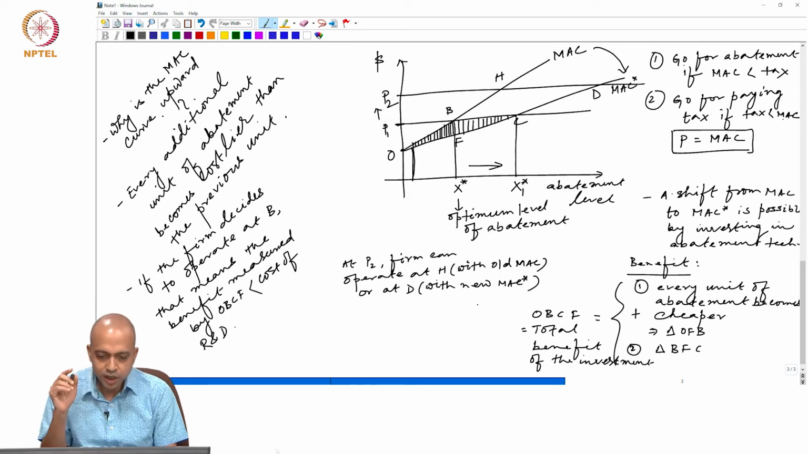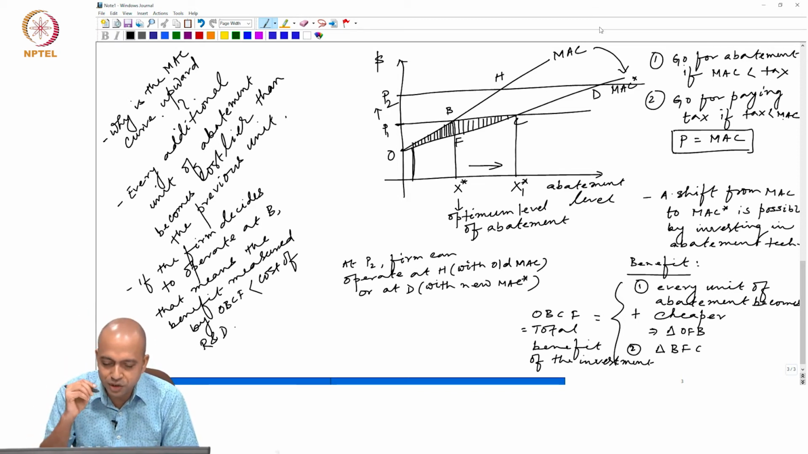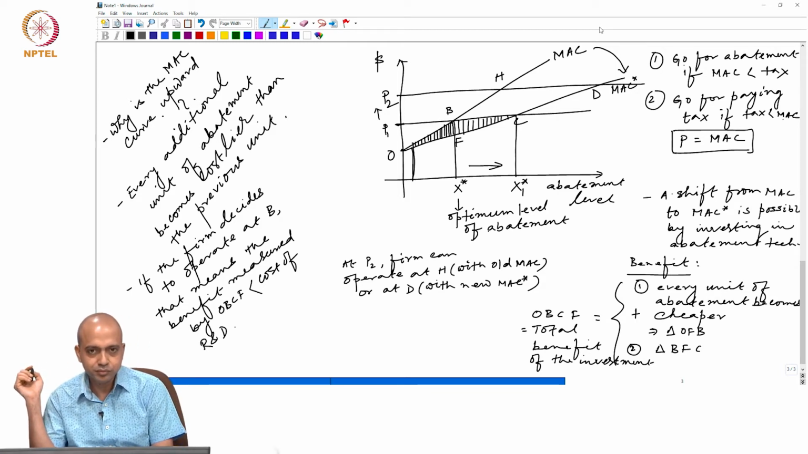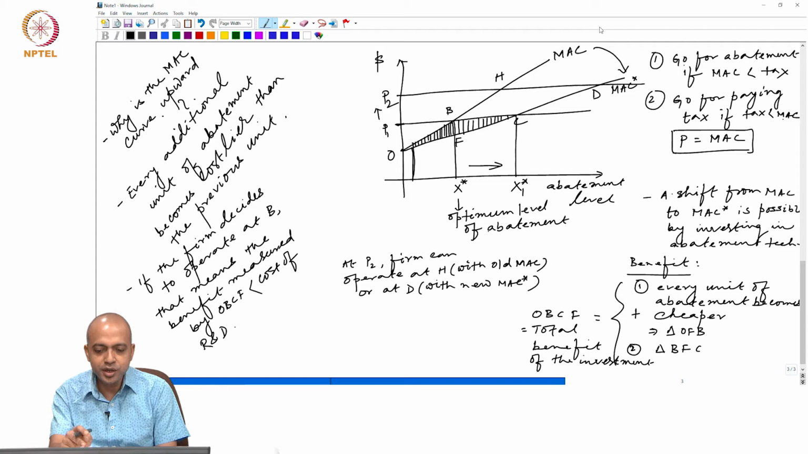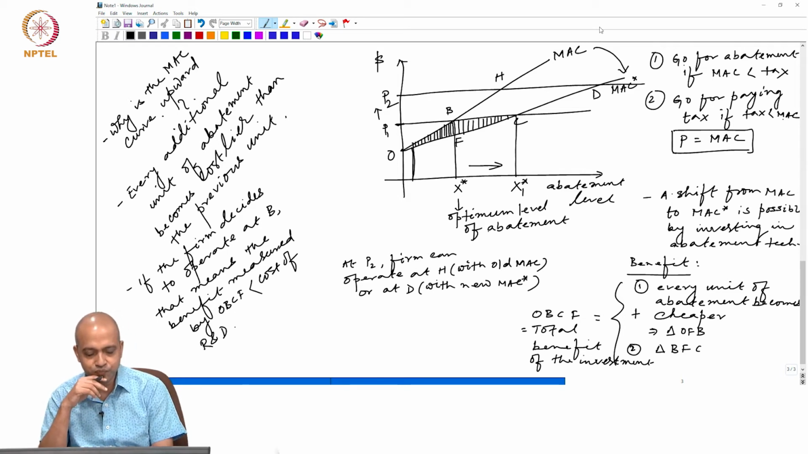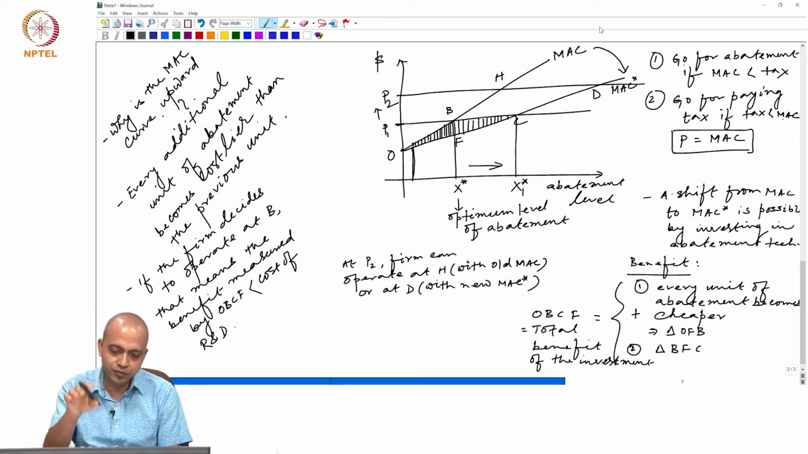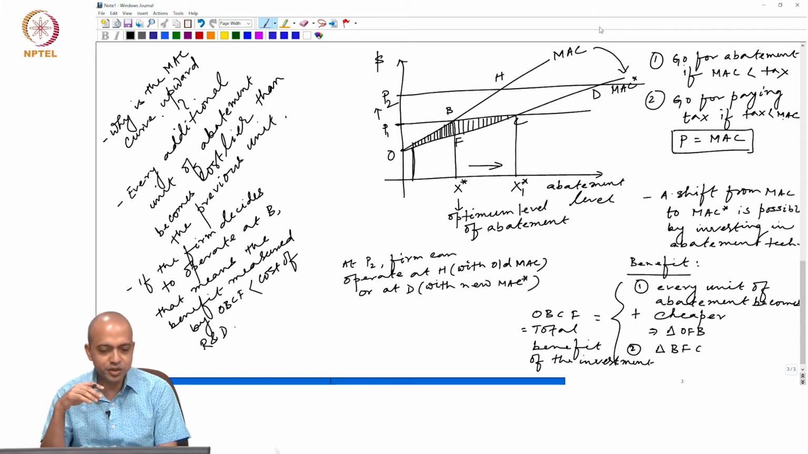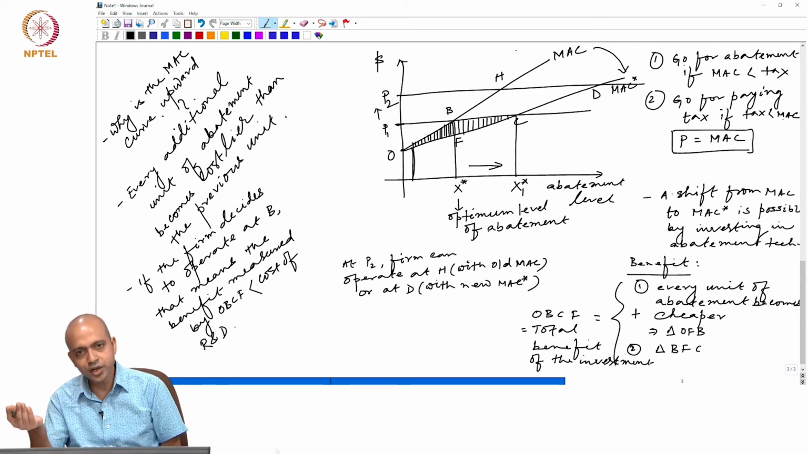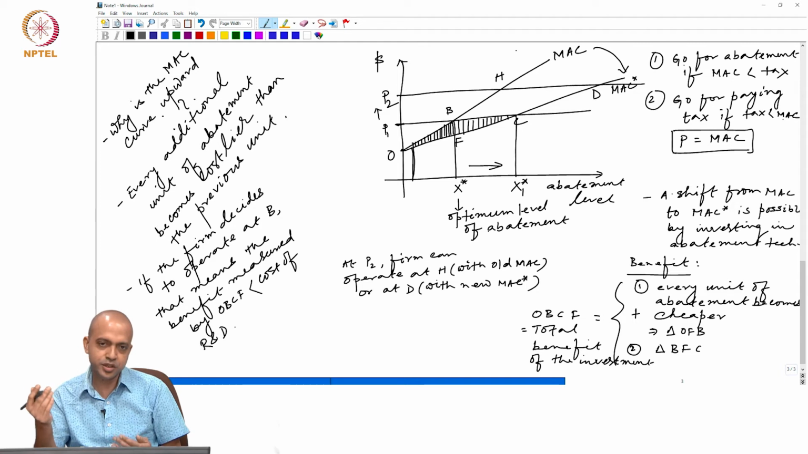How will you show that? Let us first think about the old MAC. Now, along the old MAC, it is very straightforward to show that profit at B is greater than profit at H, because the firm is facing the old MAC curve, effluent charge has increased. So, the firm is actually abating more with the old technology. So, what will happen? Obviously, profit at H would be lower than B.